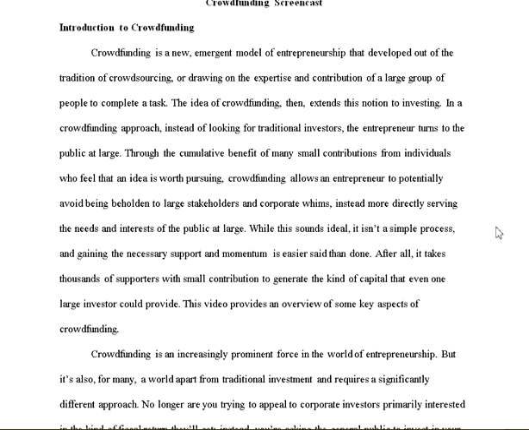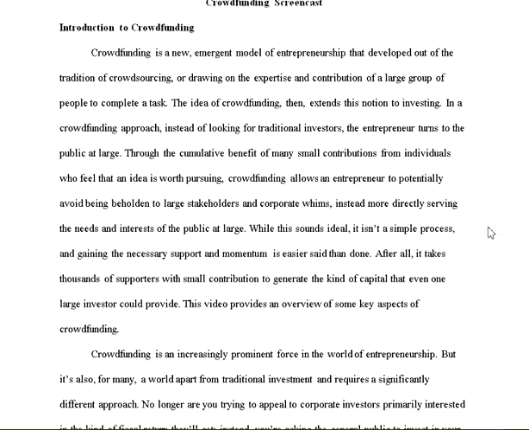Introduction to crowdfunding. Crowdfunding is a new emergent model of entrepreneurship that developed out of the tradition of crowdsourcing, or drawing on the expertise and contribution of a large group of people to complete a task. The idea of crowdfunding then extends this notion to investing. In a crowdfunding approach, instead of looking for traditional investors, the entrepreneur turns to the public at large.